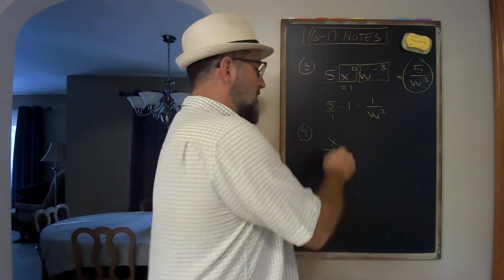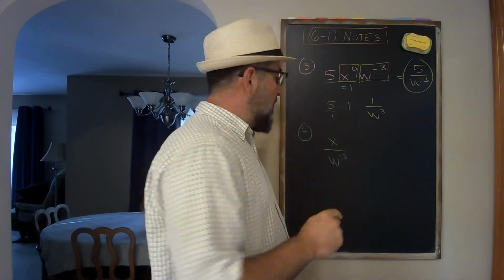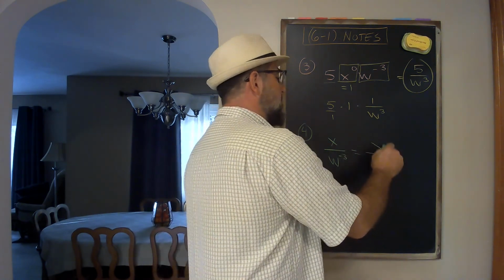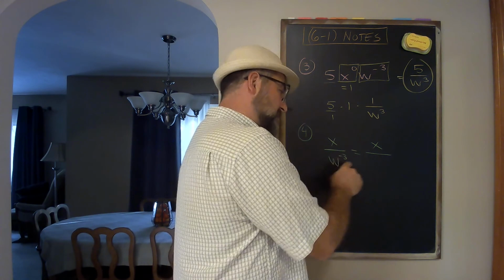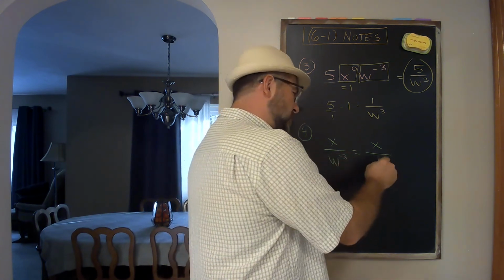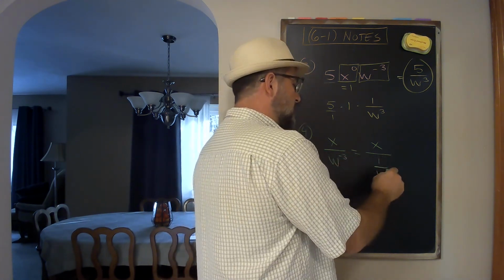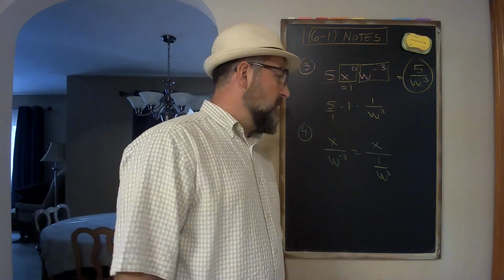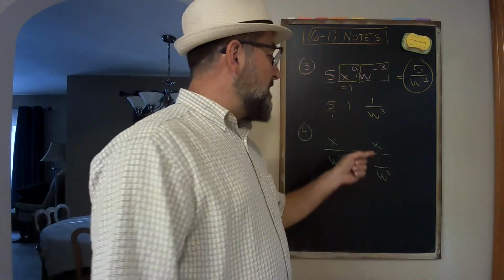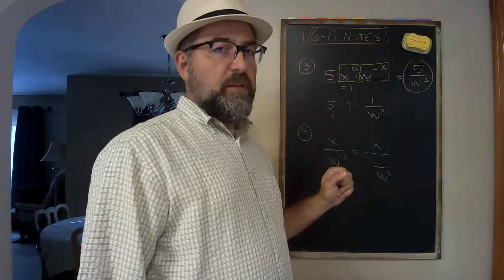Alright, that x only has an exponent of 1. Nothing's going to happen to that. It's going to stay as x. This w to the negative 3rd is going to be expressed as 1 over w to the 3rd. Okay, well, I'm going to tell you this. Math teachers don't like to have fractions within fractions.